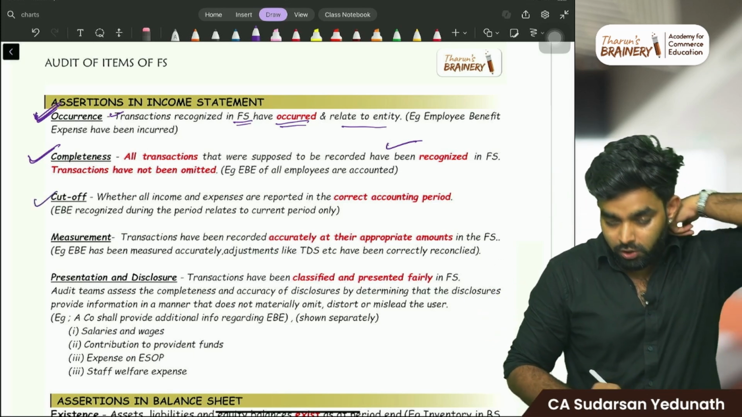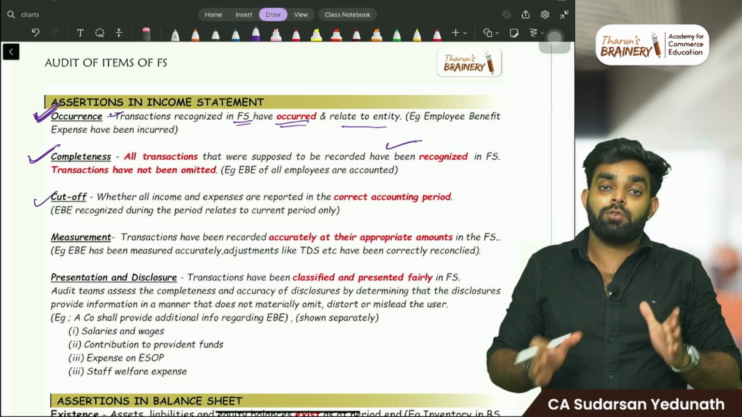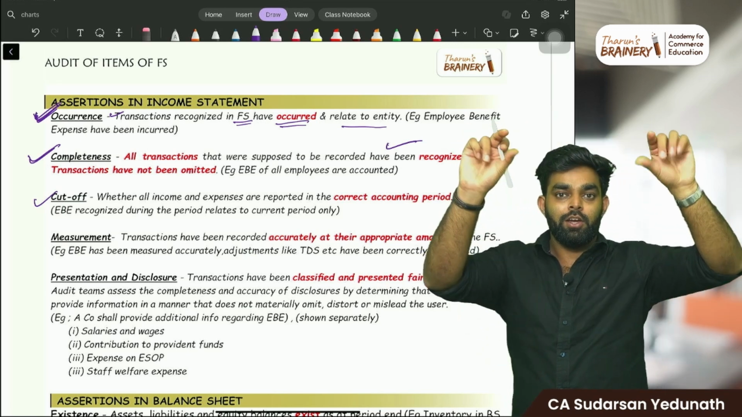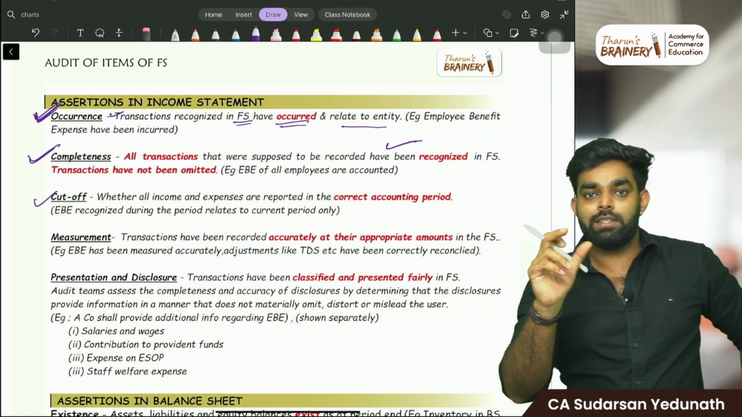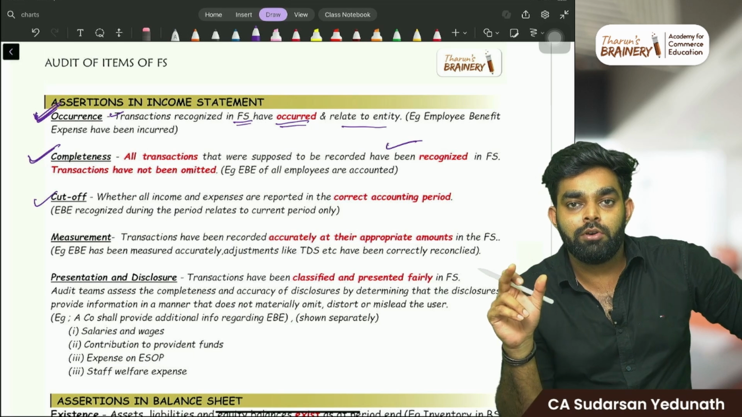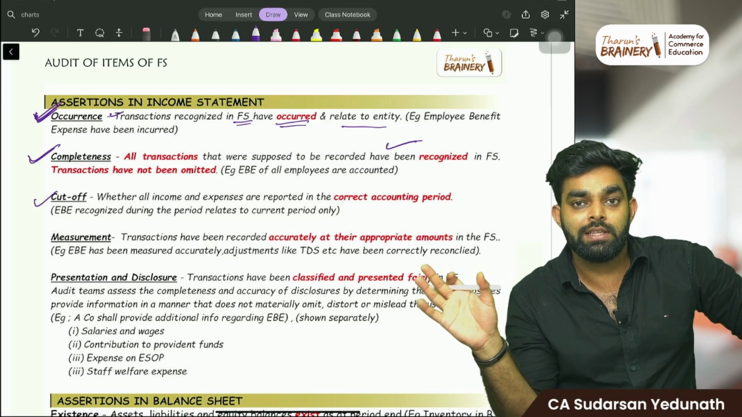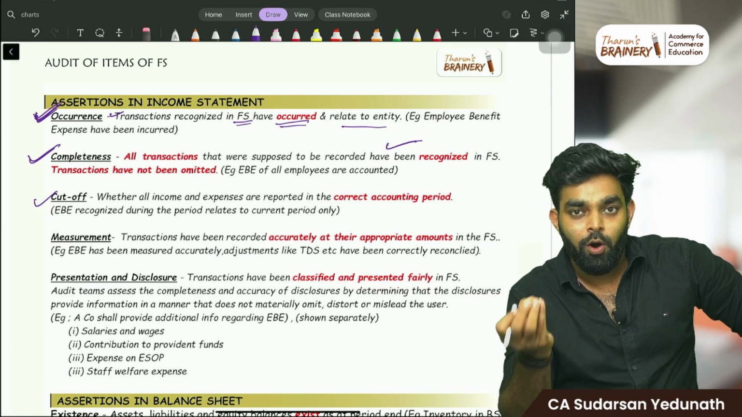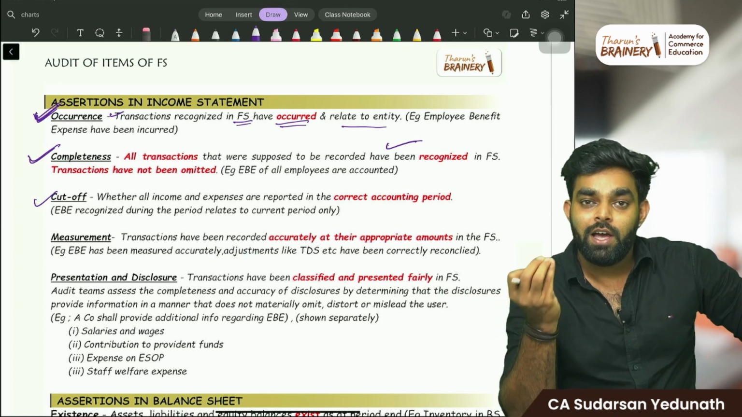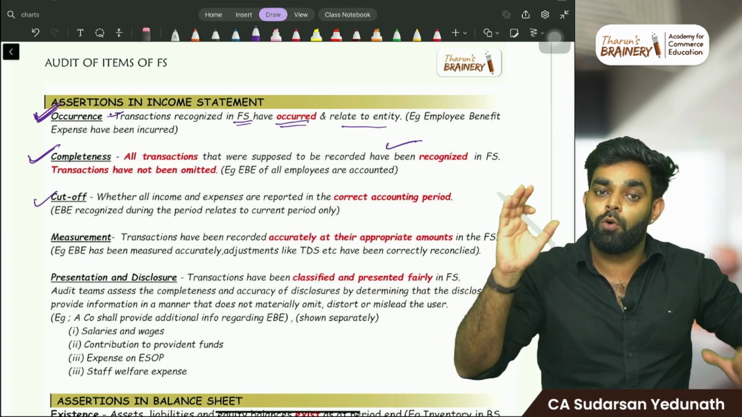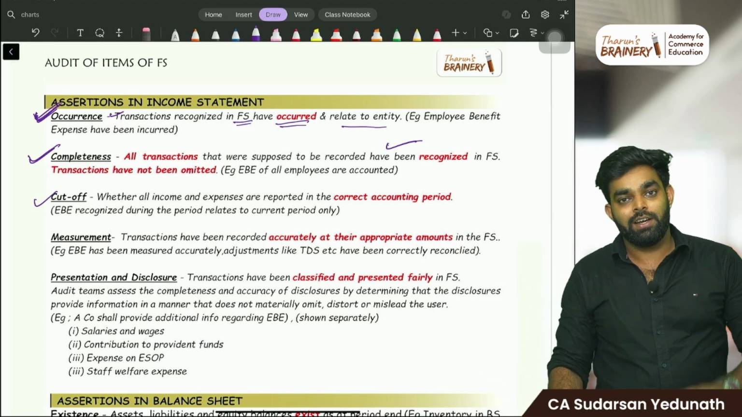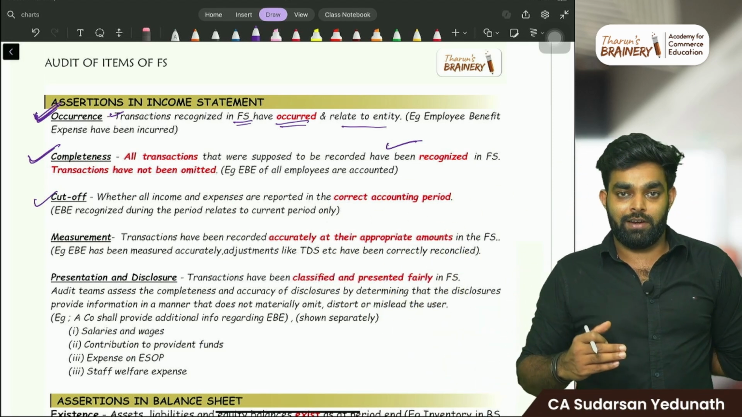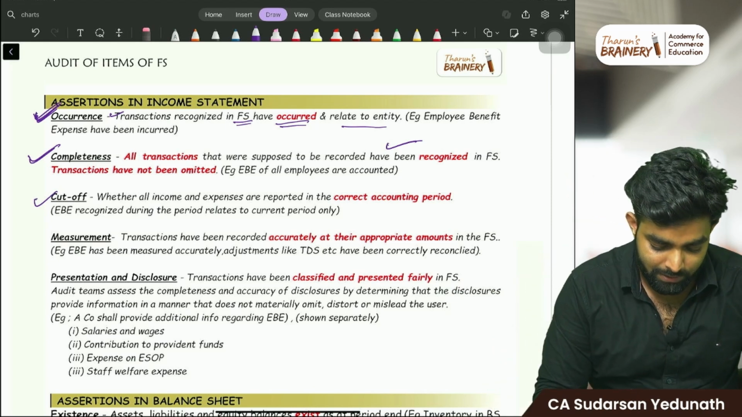Then cutoff. Cutoff means all the transactions have occurred only during that period. In the balance sheet on the head you will see 1/4/2022 to 31/3/2023, right? The accounting period. That is what we call cutoff. What does that mean? Only the transactions and balances in that one period are mentioned in the financial statements, right? Next year's transactions will not be mentioned in the current financial statements, right? That is what we call cutoff.